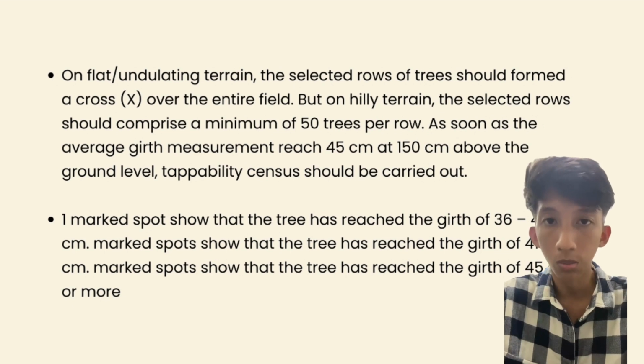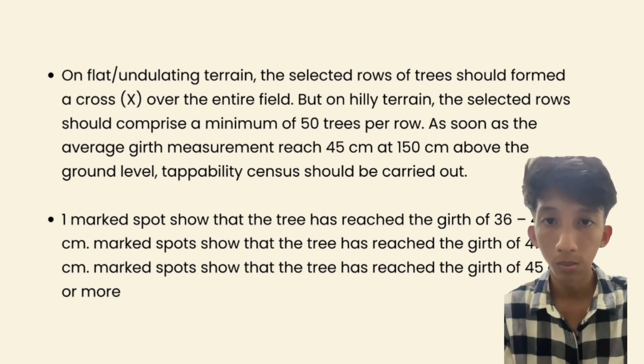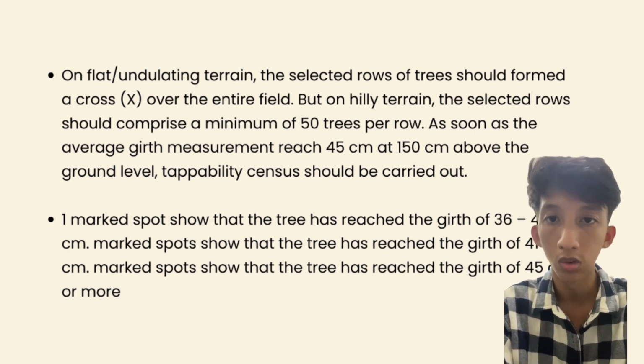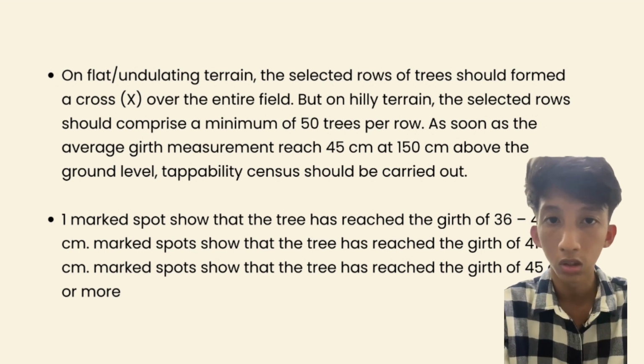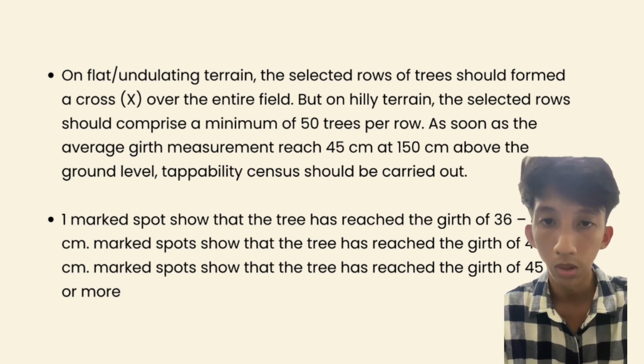If the tree has one mark, it shows that the growth measurement of the tree has reached 36 to 40 cm. If the tree has two marks, it has reached a growth of 41 to 44 cm. And lastly, if the tree has three marks, it has reached a growth of 45 cm or more.